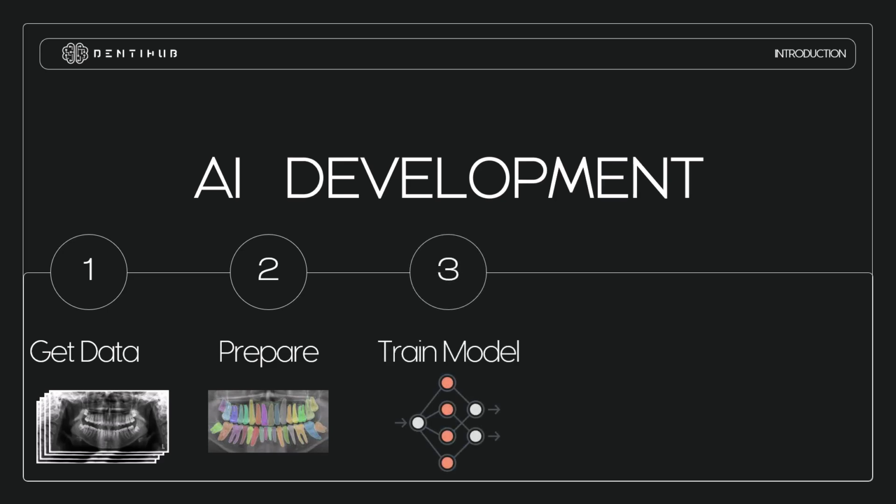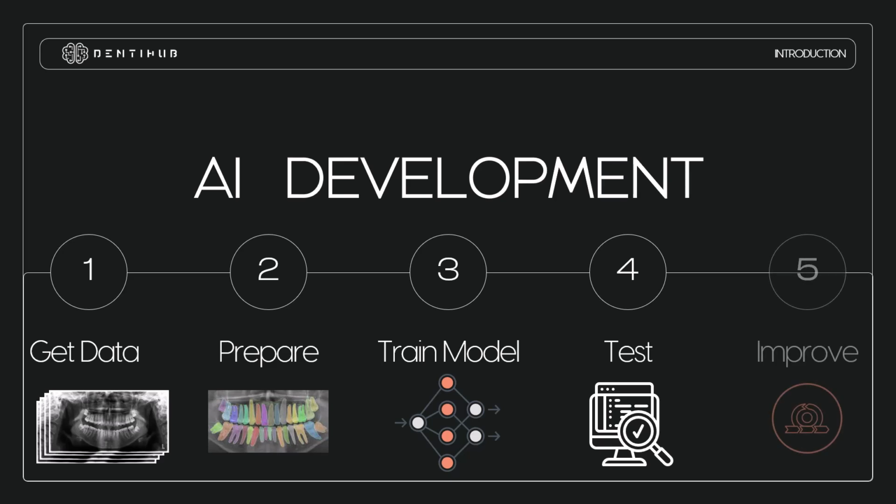With the labeled dataset prepared, the AI model can be trained. During training, the model learns to recognize patterns and features in the data that correlate with the individual teeth. Once the model is trained, it needs to be evaluated to assess its performance. This is done by feeding it unseen data and comparing its predictions against the known labels.